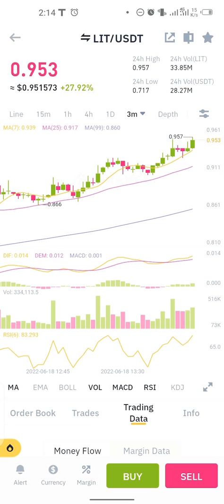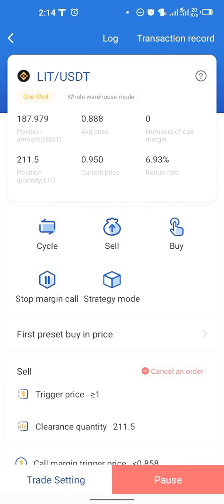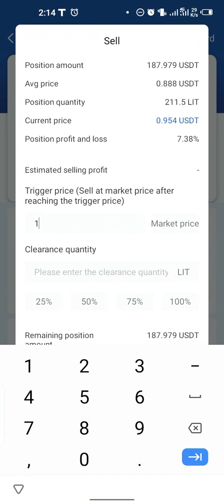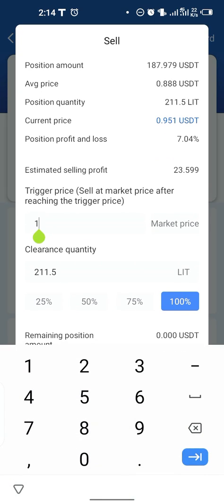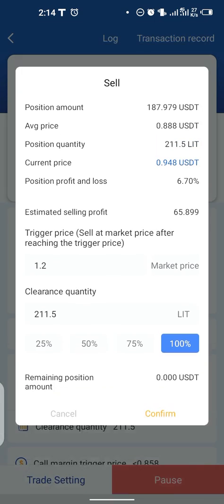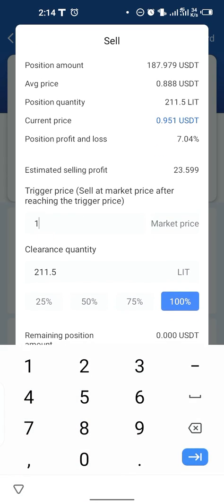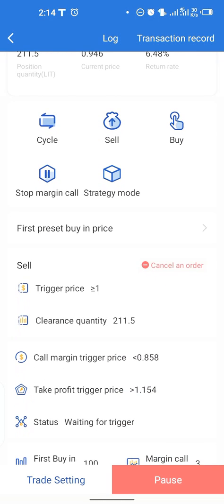So I basically set it so that when it hits $1, my robot automatically sells. And those that started with me saw that setting $1 is the simplest. So I come here, tap on sell, I put in my $1, ladies and gentlemen, then I tap on 100%. I know that I will make $2.23. If I put 1.2, then I'll make $65. But I don't want to be greedy. I want to take the lowest trade possible, and that is basically $1. When this coin gets to $1, I confirm, and I'm good to go.